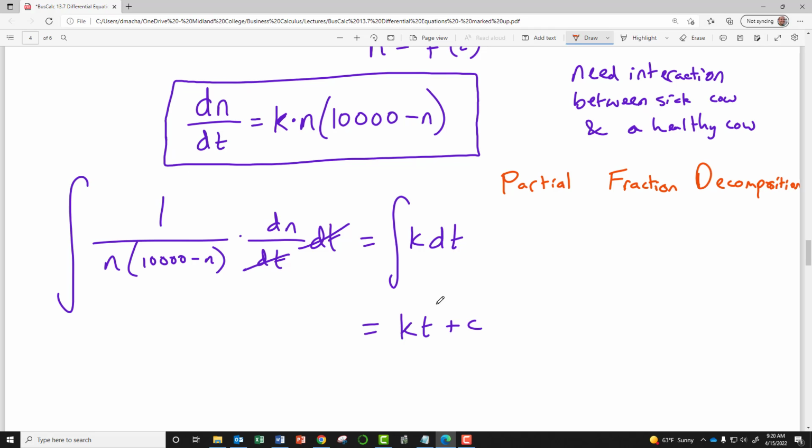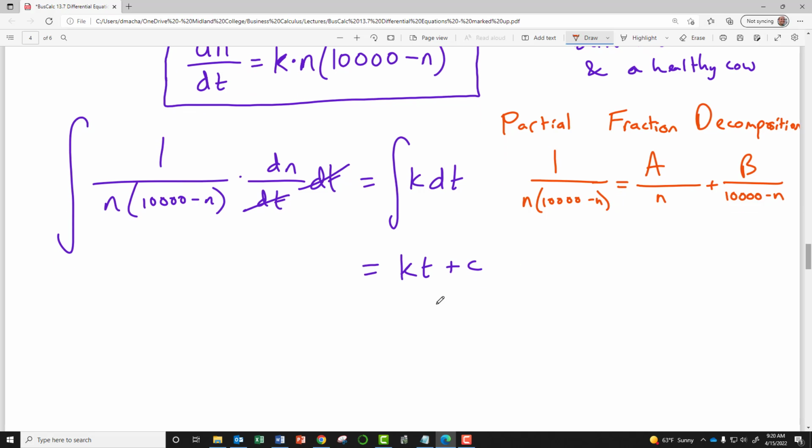So using partial fraction decomposition, what I'm going to say is that my fraction 1 over n times 10,000 minus n is going to be equal to some a divided by n plus some b divided by 10,000 minus n. And I would prefer it in this form because I can actually take the antiderivative of the right side of this equation pretty easily. Now it's up to me to figure out what is a and what is b.